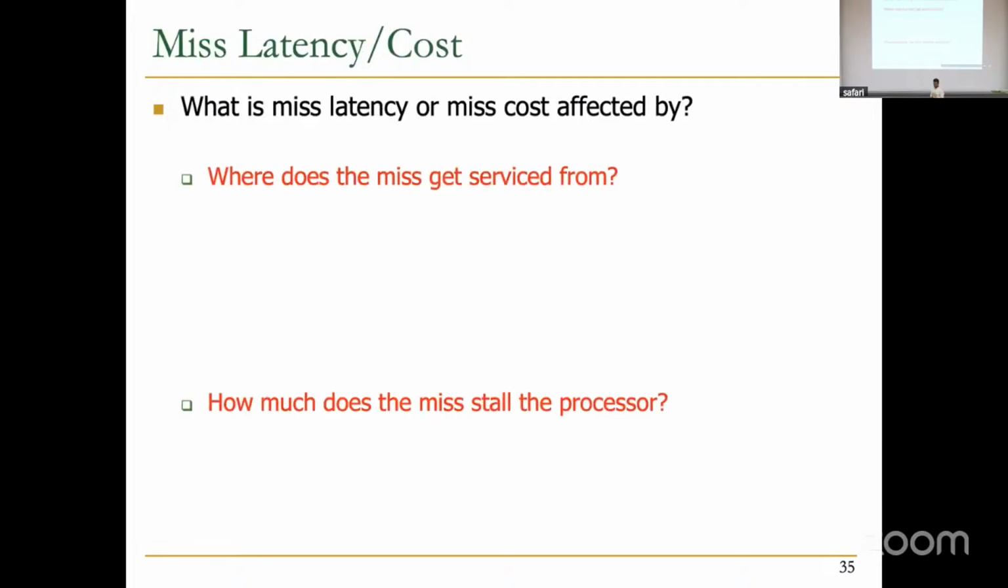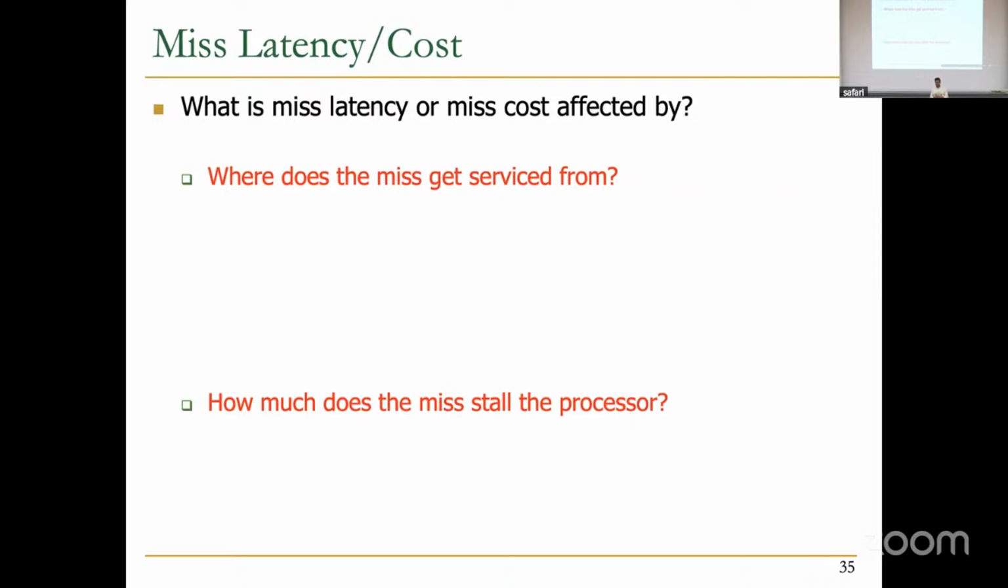Okay, so this is what we talked about: how we can write better programs to utilize the cache space better. That's one aspect of improving cache performance by you as a programmer. But there are some more things that we can do to reduce the miss latency, or the miss cost, that the cache hierarchy is going to give you. So what is the miss latency, and how is this miss latency affected? The miss latency is typically affected by two properties, right?